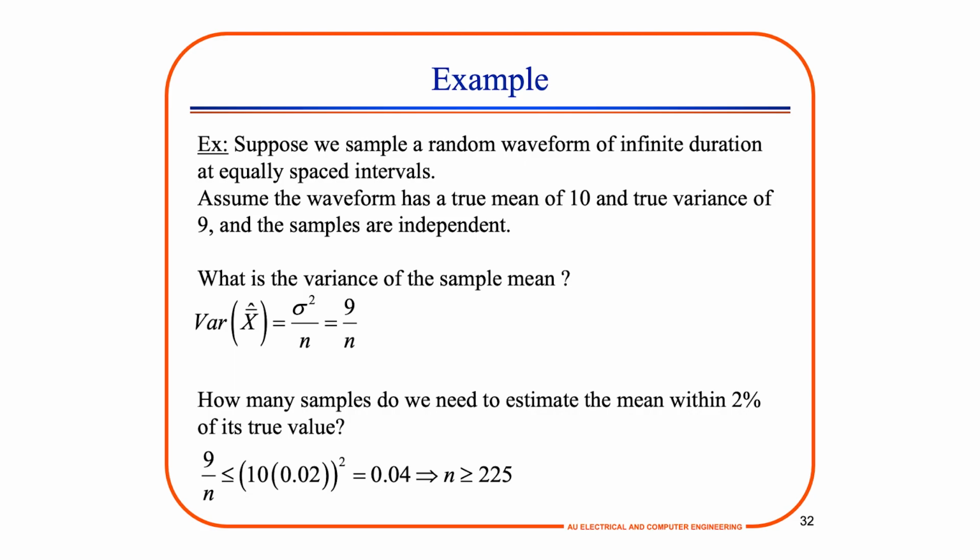Yeah, that's the variance of the sample mean, not the variance of the samples. It's not the variance of the variance, pardon me, right? So that's the variance of the sample mean we get. That is a statistical function. Then he goes on: how many samples do we need to estimate the mean, not the variance, within 2% of its true value? It's a no-brainer, right?